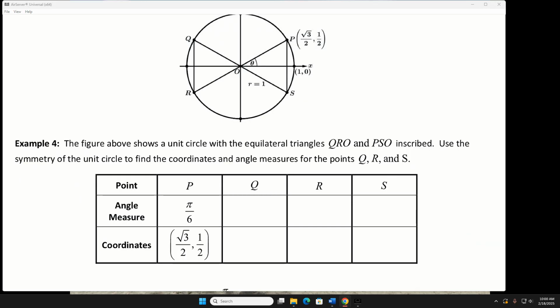All right, so a review of Thursday's lesson is to figure out, if this is pi over 6, what angle this is, and this is, and this is. All right, so at Q, is pi over 6 less than pi? So what is that? 5 pi over 6, good.